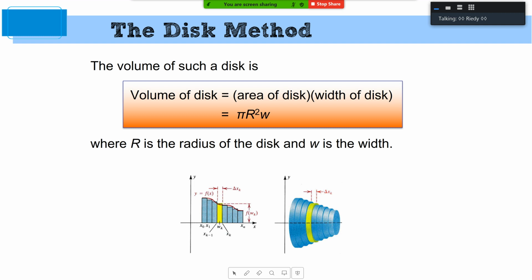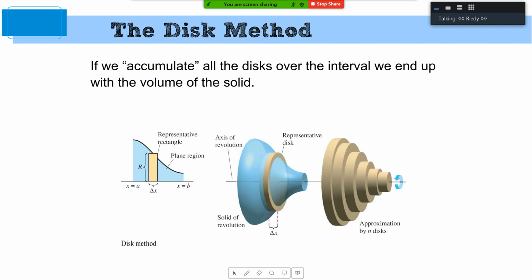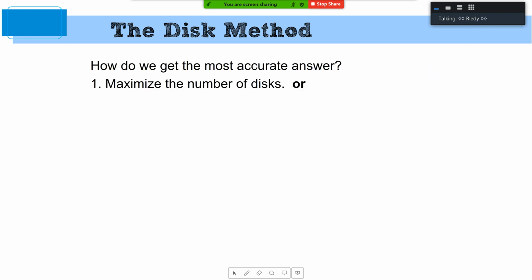And so what we want to do to be better, we want smaller disks or more disks. Eventually, we would like to turn something like this on the right, this big chunky disky looking thing, into that blue region, which would be an exact volume. We're looking for exact volumes, not approximate volumes. This isn't Riemann sums. This is exact volumes of these shapes. Okay. And how do we do that? So we maximize the number of disks, or we minimize the thickness of the disks. We're going to opt for number 2.